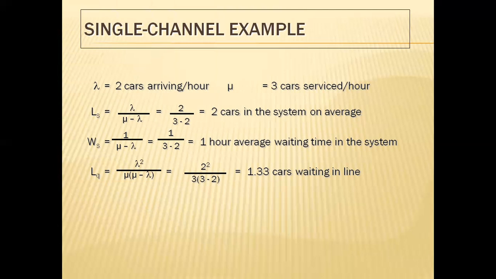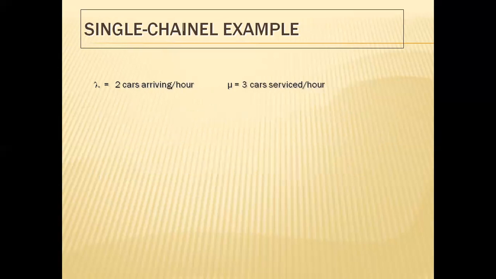So service-wise we have only 2 cars. W_S, the work performance, is 1 by mu minus lambda, that is 1 by 3 minus 2, which is 1 hour average time in the system. Each car takes 1 hour, and hence the next car has to wait for 1 hour. If a third car is around, it has to wait 2 hours on average. So L_Q is lambda squared by mu times mu minus lambda, 2 squared over 3 times 3 minus 2, which is 1.33 cars, and the waiting line exists in the queuing process.